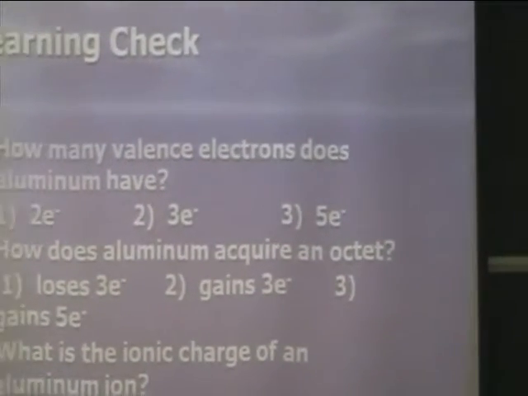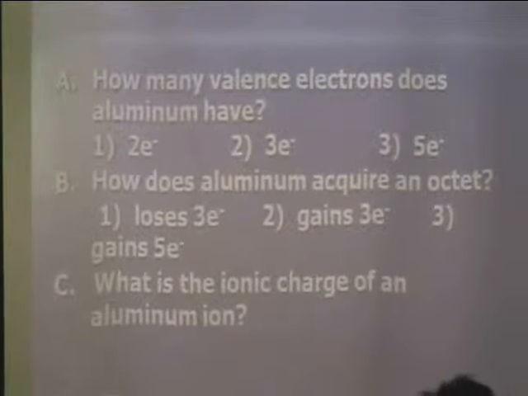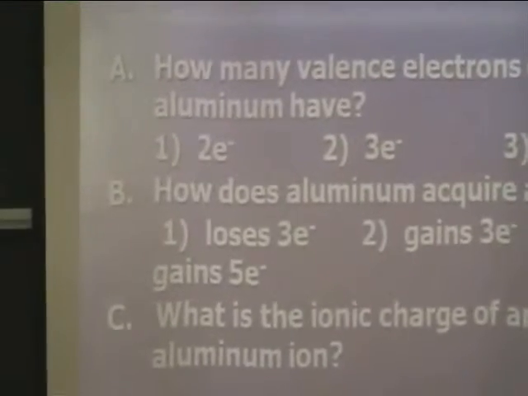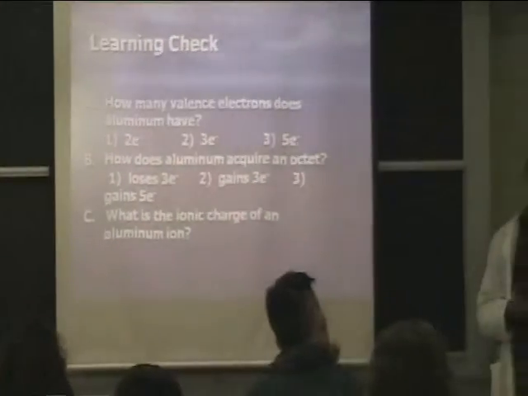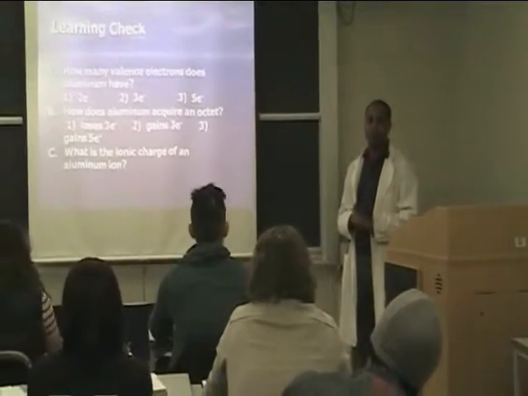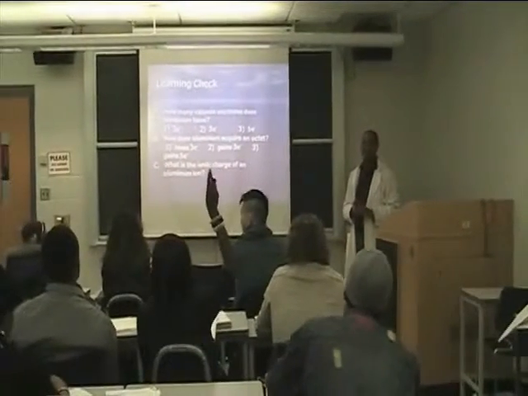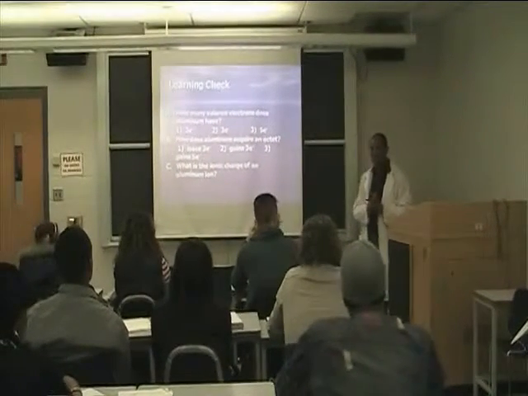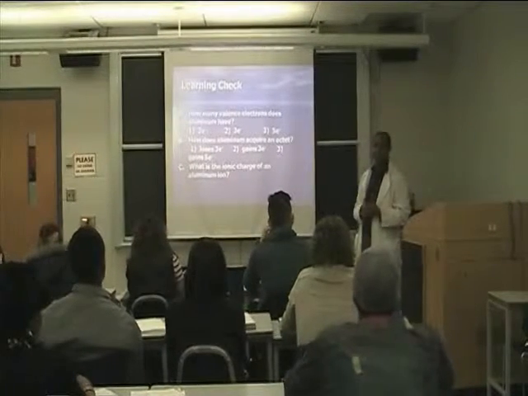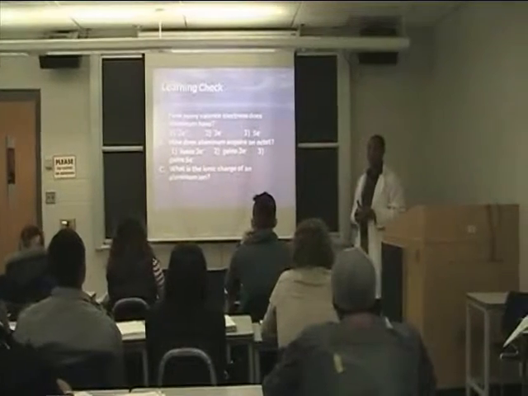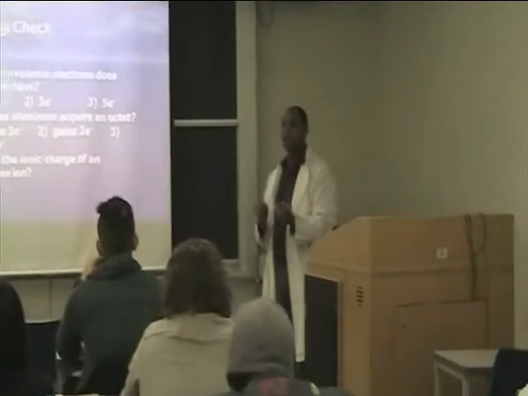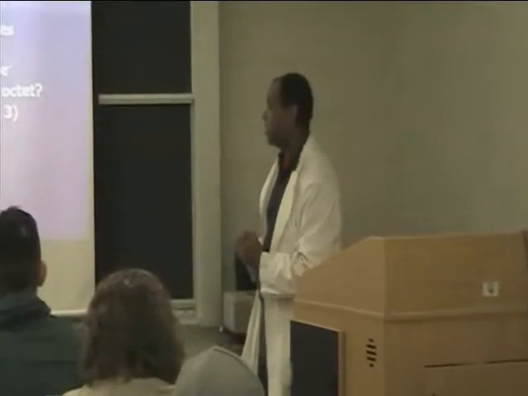How does aluminum acquire an octet? It must lose 3 electrons. Let me ask you a general question. Why do you think metals lose electrons? What's the reason? Yes, because they have low ionization energy. Very good. That's one of the main reasons that metals lose electrons. Ionization energy is the energy required to remove valence electrons from the outermost shell of an atom.